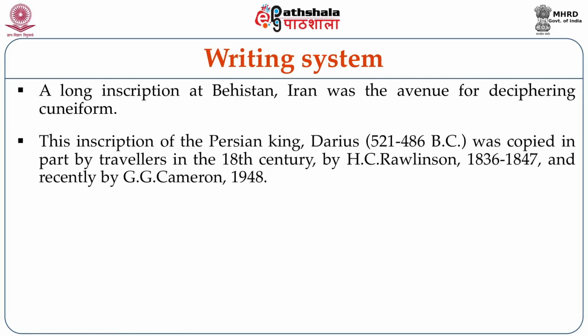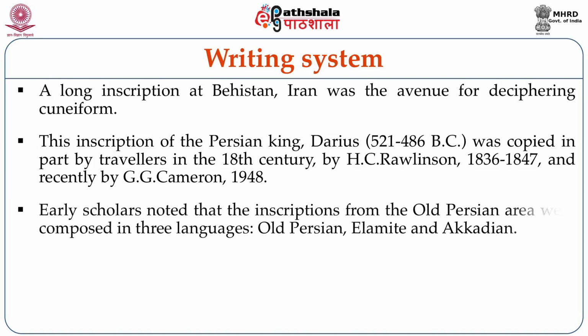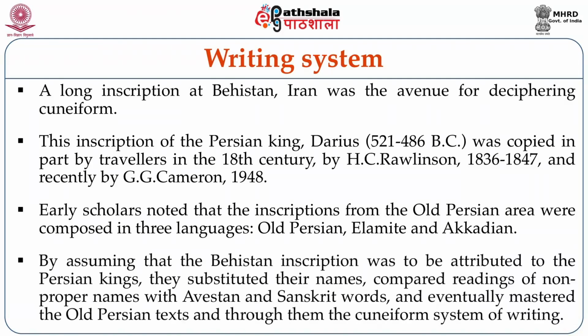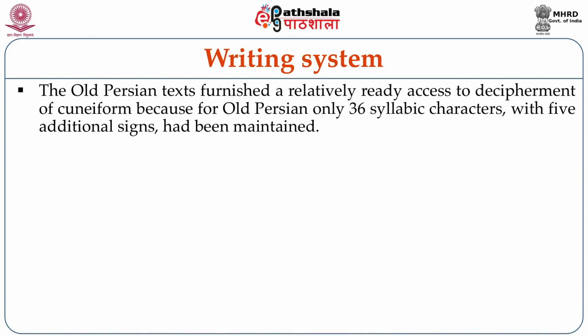This inscription of the Persian king Darius, 521 to 488 BC, was copied in part by travelers in the 18th century, by Rawlinson, and recently by G. G. Cameron. Early scholars noted that the inscriptions from the Old Persian area were composed in three languages: Old Persian, Elamite, and Akkadian. By assuming that the Behistun inscription was to be attributed to the Persian kings, they substituted their names, compared readings of non-proper names with Avestan and Sanskrit words, and eventually mastered the Old Persian texts and through them the cuneiform system of writing. The Old Persian texts furnished a relatively ready access to decipherment of cuneiform.